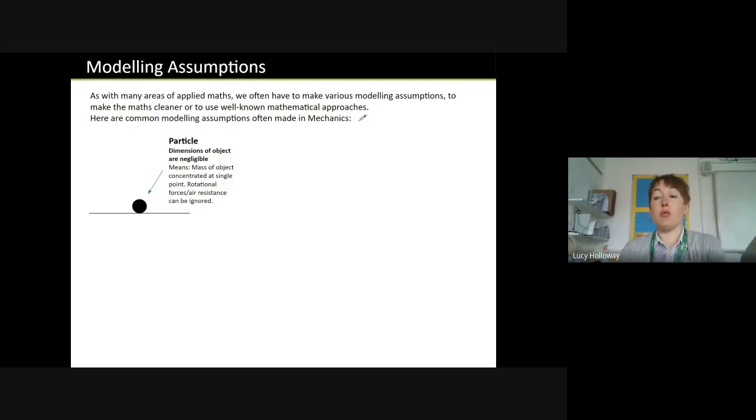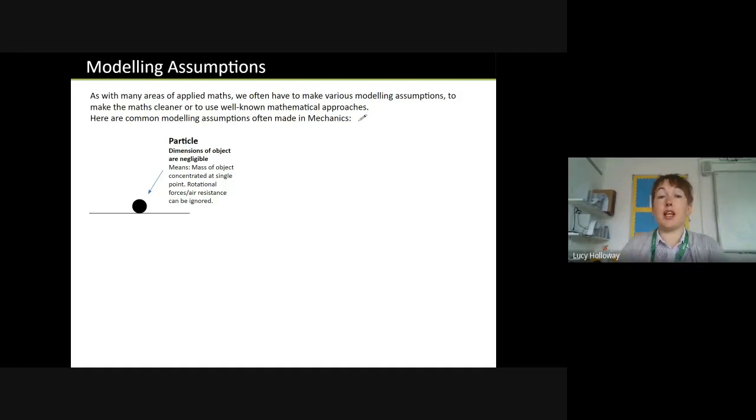So in real life, you might have a box, for example, that maybe is heavier at one end than the other end, depending on what's in the box. But for modelling purposes at A-level, we assume that that box is just one single point where all of the mass of that box is concentrated at one point.